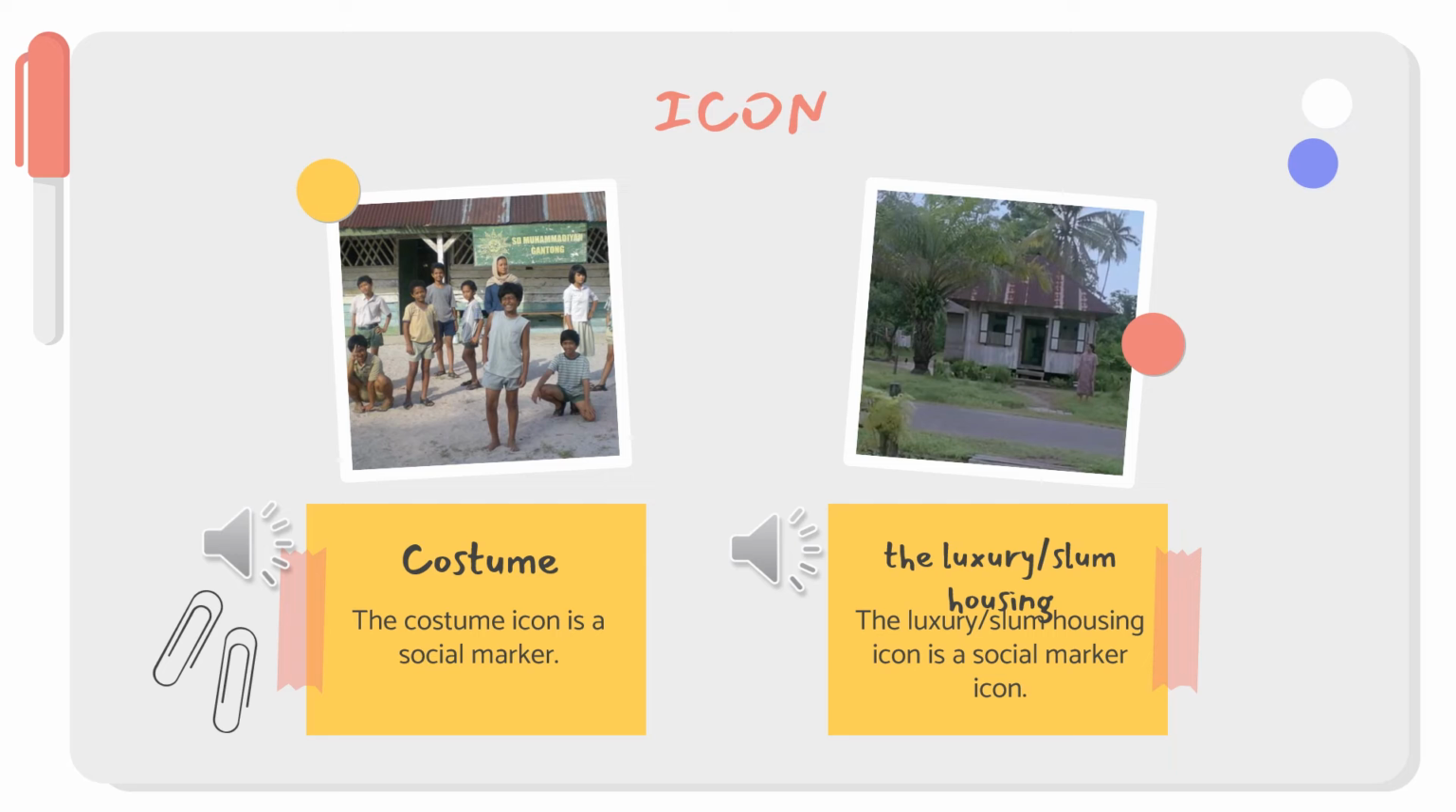The third is luxury or slum housing. The luxury or slum housing icon is a social marker icon. In this film, it is described that there is a high social gap between the officials of PN Timah and the surrounding population. The housing inhabited by PN Timah employees in Gedong's house, with all its luxuries, is in contrast to the residents' houses, which are simple and lacking.